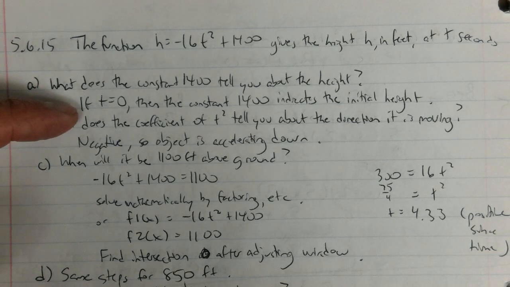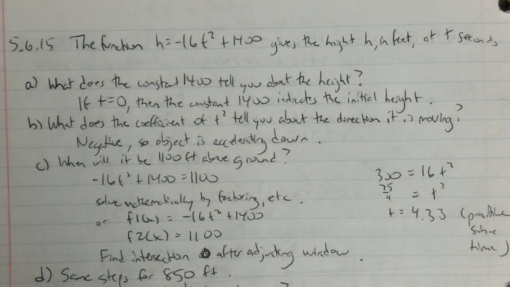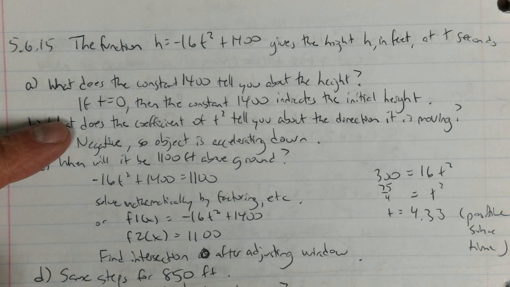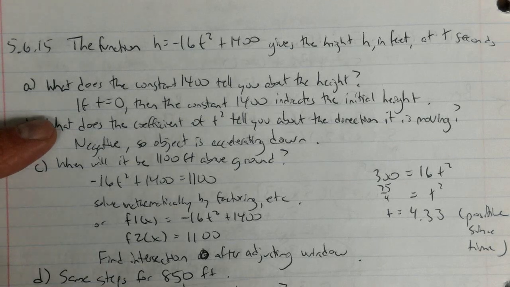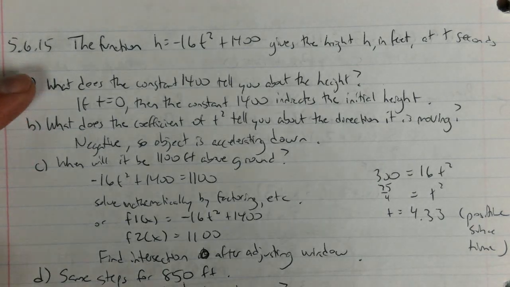So if t is 0, then the constant indicates the initial height. So that's where you start from. So like in some word problems, they say you're dropping a ball from 1400 feet high, or whatever you're dropping. So that would be your intercept.